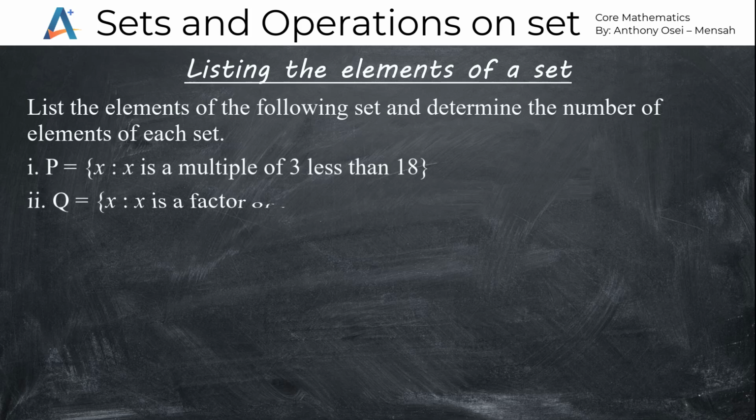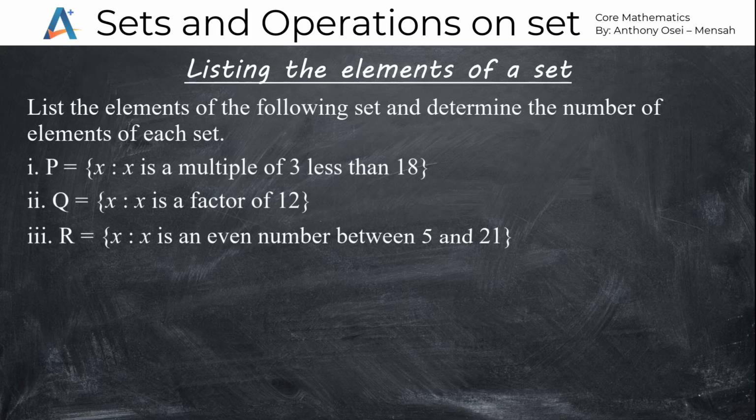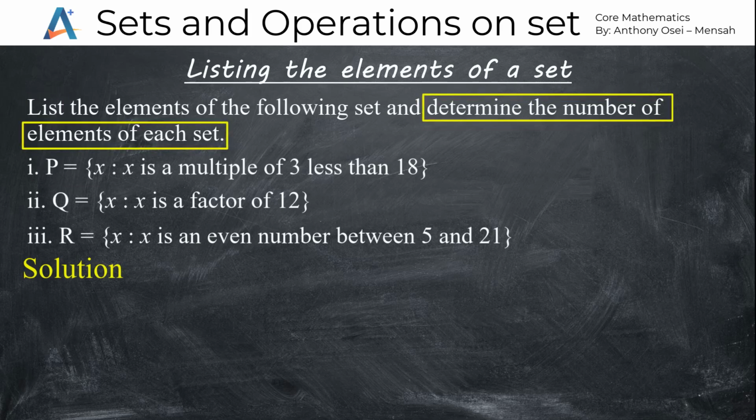Then II says Q is equal to X such that X is a factor of 12. Then III. R is equal to X such that X is an even number between 5 and 21. Now with this, let us get a solution. We have been asked to do two things from the question. List and show the number of elements in the set.